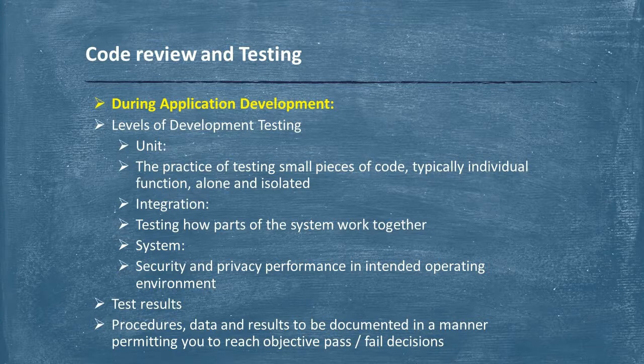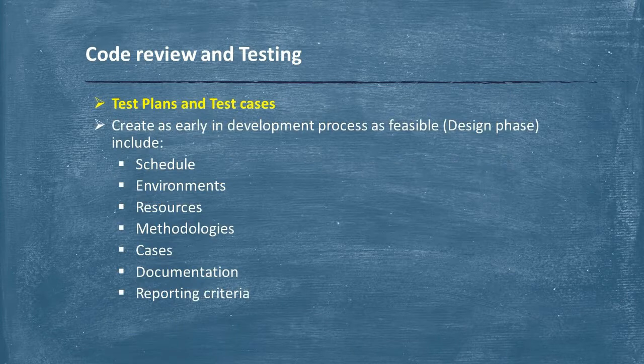Procedures, data and results are to be documented in a manner permitting you to reach objective pass-fail decisions. After the testing is completed and after looking at the document, a pass-fail decision will be taken, whether this application meets the stated requirement. A decision has to be made. If it doesn't meet, then it has failed, and again one more iteration of fixing and then developing happens.